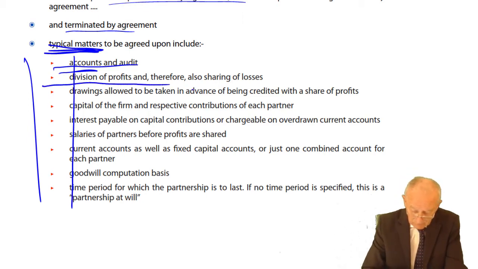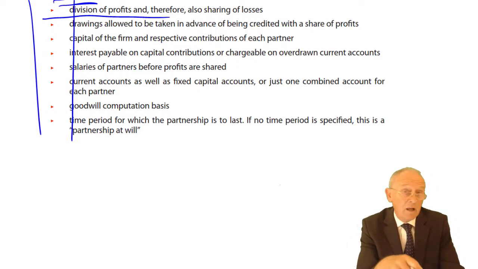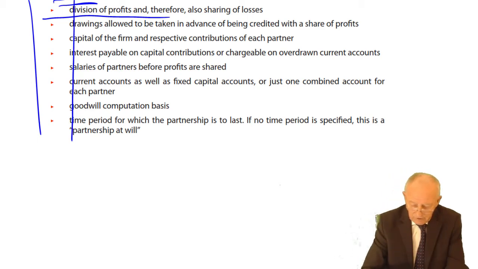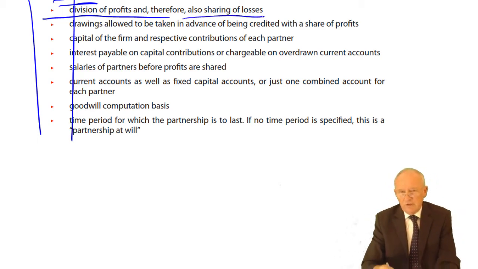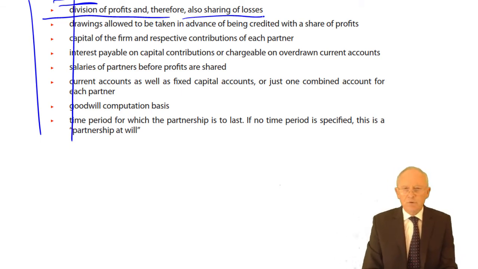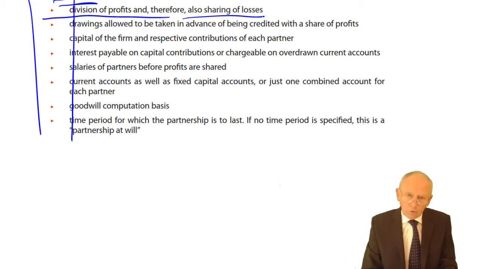Division of profits and also the sharing of losses. Well, me and my former wife agreed this, she'd get 99%. I'd only get 1%. That's what we agreed, legal. Sharing of losses, that's unusual, isn't it? Because a partnership is the relationship that subsists between two or more people carrying on business in common with a view to profit. So what's all this about sharing of losses?